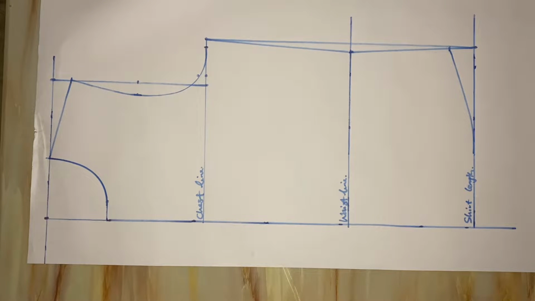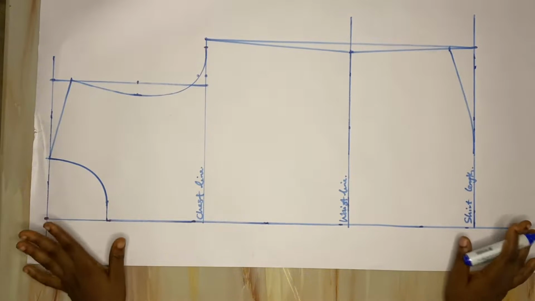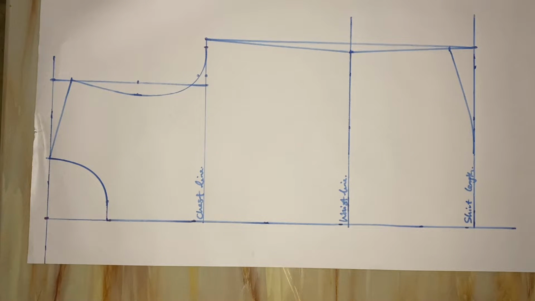So right now the front pattern is ready, and I'll be drafting the back pattern on this front pattern as well, because there's really not much difference between the front and the back pattern for a shirt, except for the neckline and the armhole. But if you're going to alter this pattern to get the type of shirt you want, then you should draft the back on another pattern paper. So since I'm going for the basic button down shirt look, I will just draft out the back here too on this front pattern.